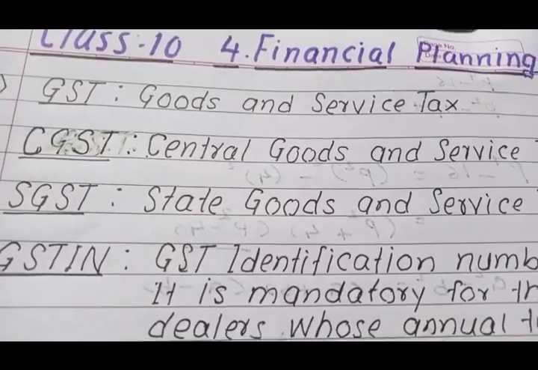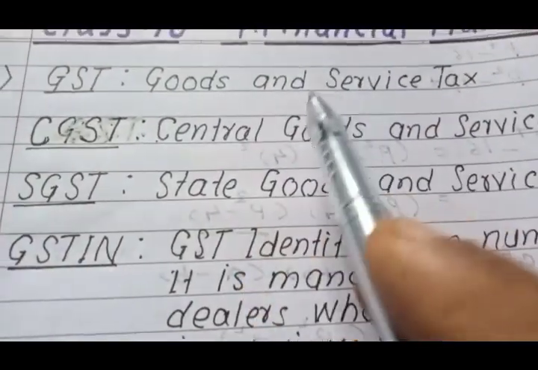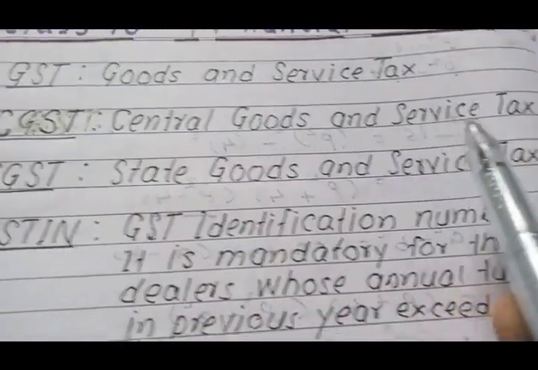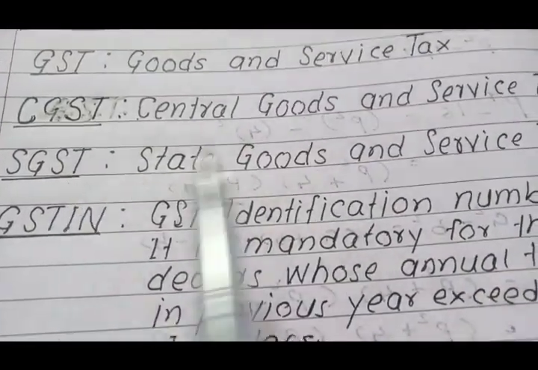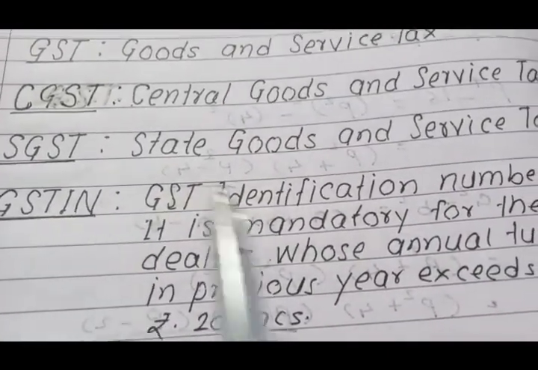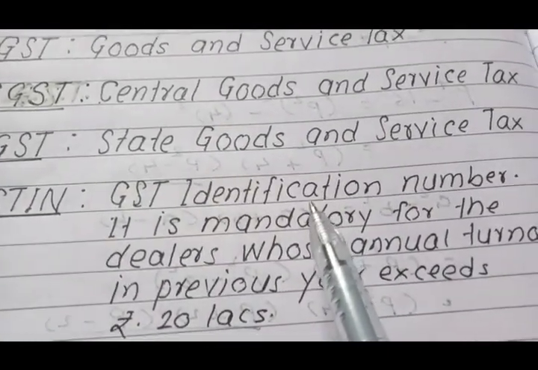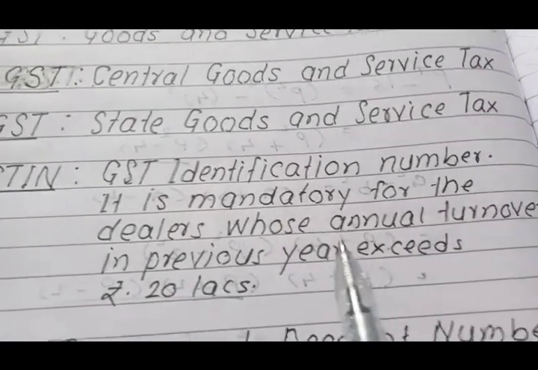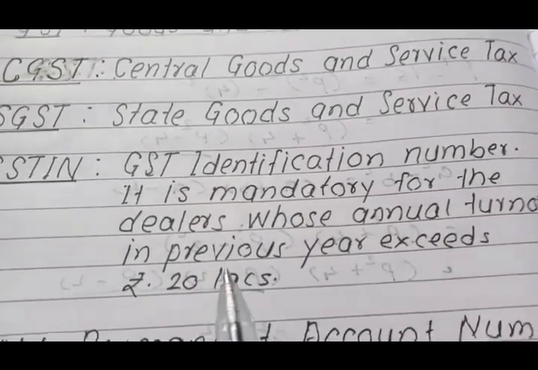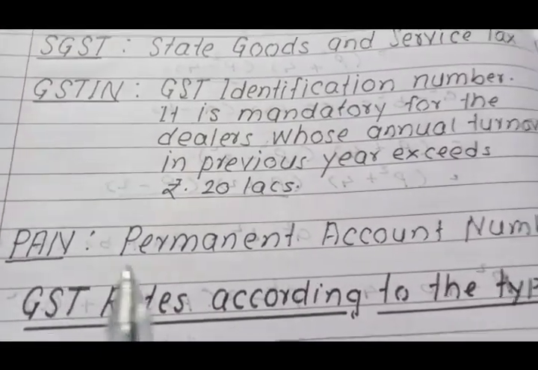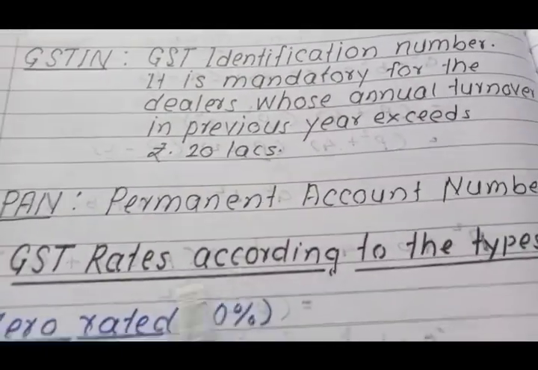Let's start. GST: Goods and Service Tax. CGST: Central Goods and Service Tax. SGST: State Goods and Service Tax. GSTIN: GST Identification Number. It is mandatory for the dealers whose annual turnover in the previous year exceeds rupees 20 lakhs. Then PAN: Permanent Account Number.